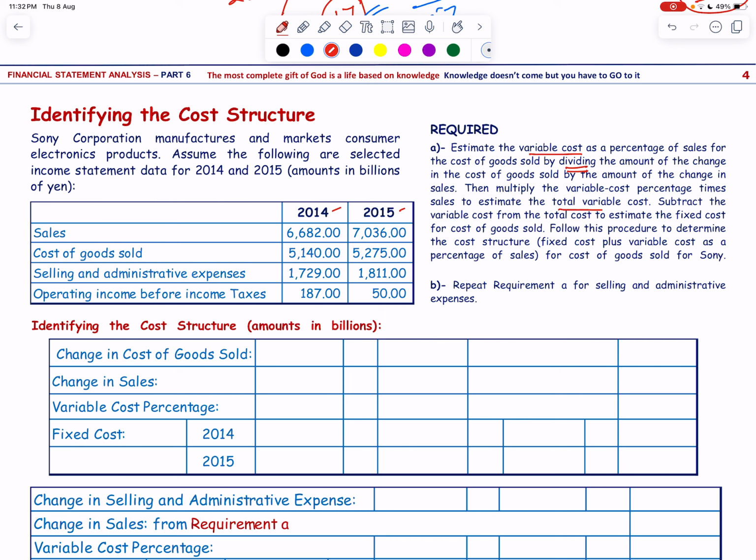So we need to know the change in the cost of goods sold. We are going to look into the change in the sales. Now we subtract the variable cost, so we have to determine the variable cost as well, from the total cost to estimate the fixed cost. So we need to know the fixed cost as well.